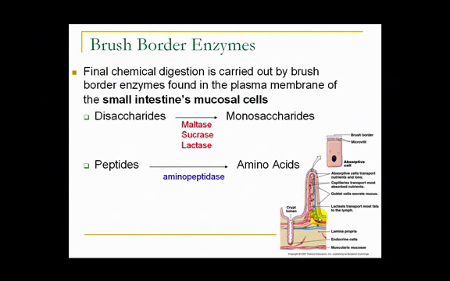So we're down to disaccharides and small peptide fragments, but you still have to get down to the monomers. And so the final chemical digestion is carried out by enzymes we call brush border enzymes. And they're called brush border because if you look at the epithelial cells lining the lumen of the small intestines, remember they have microvilli on them. So the microvilli they call the brush border because it looks like a brush, like a hairbrush. Or fringe, I think of it as fringe.